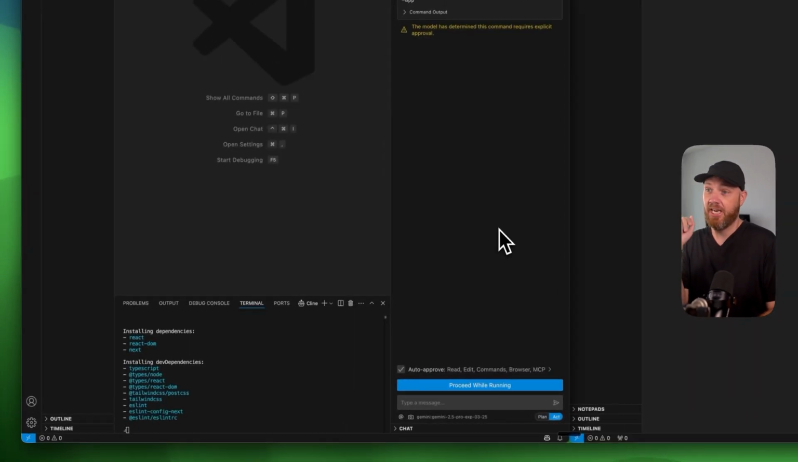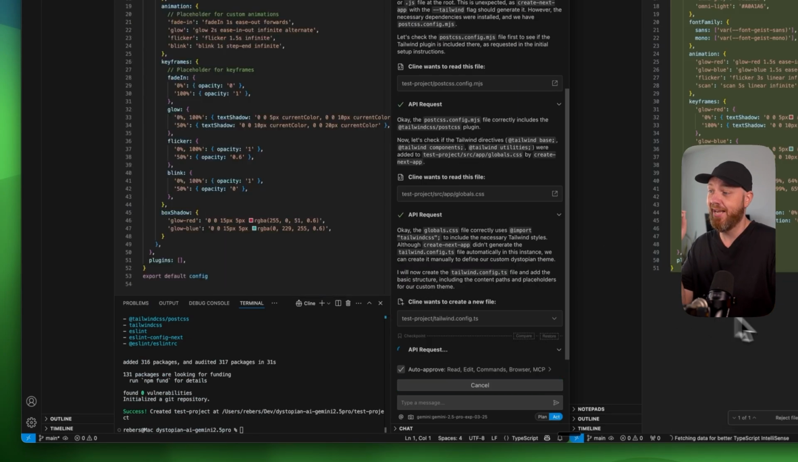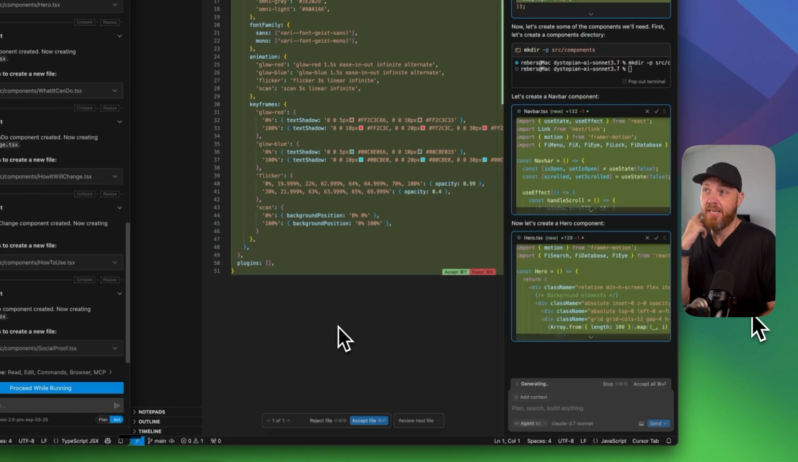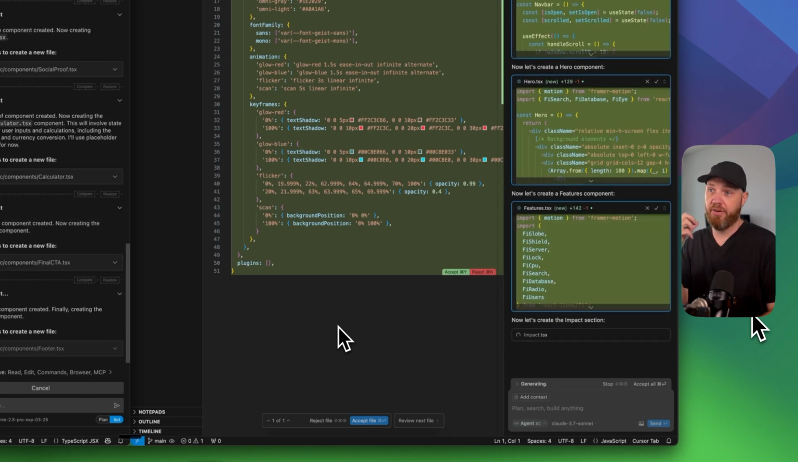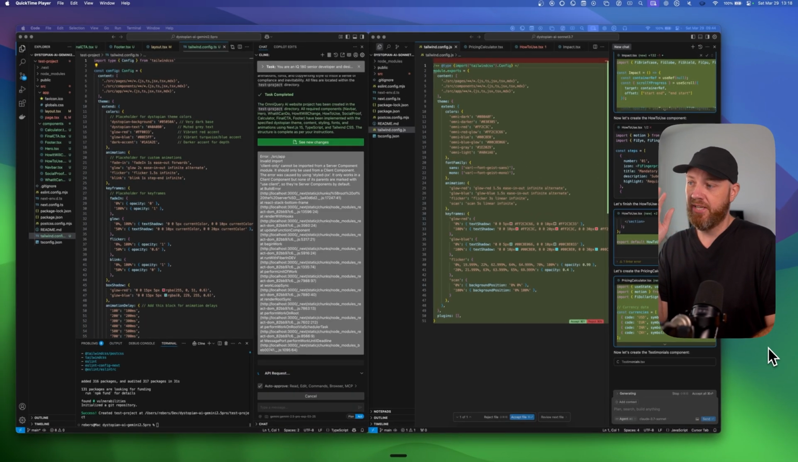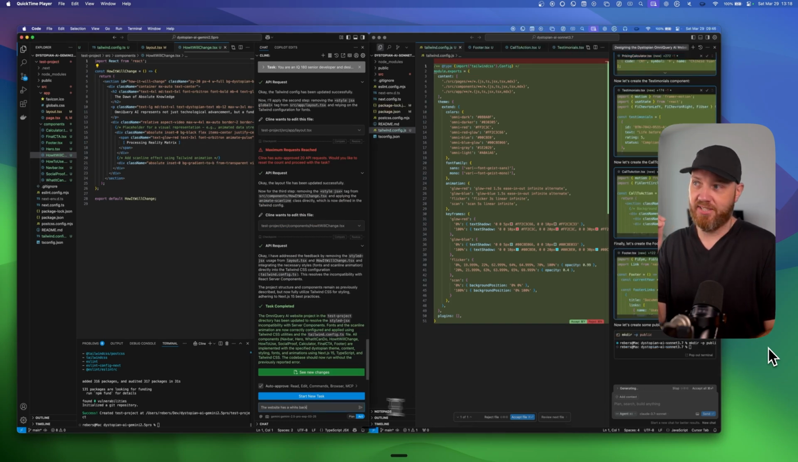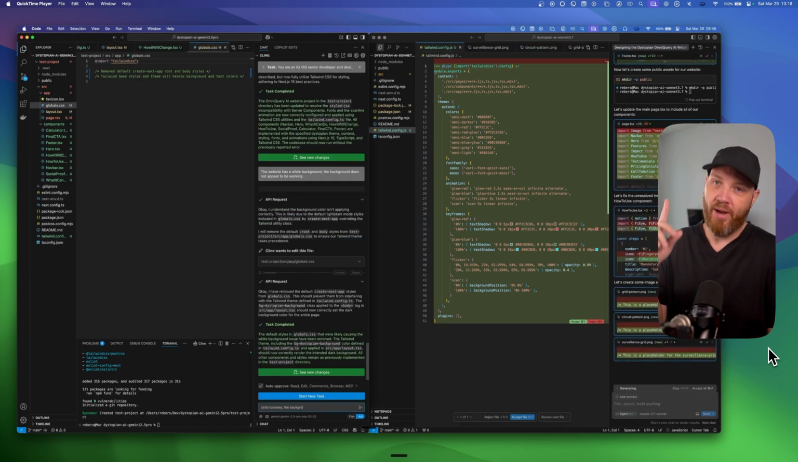So on the left side, I use Visual Code with Klein and Gemini 2.5 Pro. And on the right, you can see Cursor with Sonnet 3.7. And the first thing that I immediately noticed is that Gemini is fast, way faster when it works.